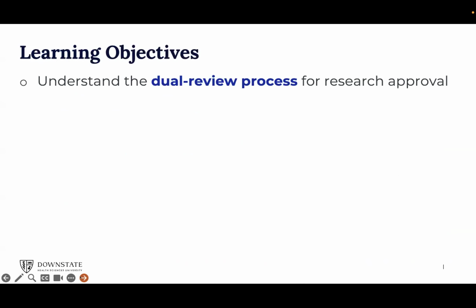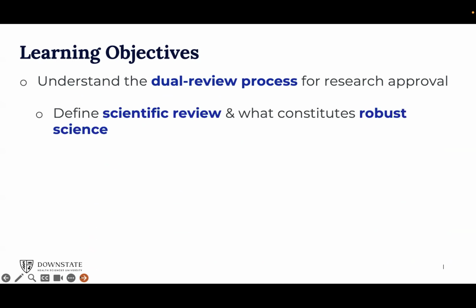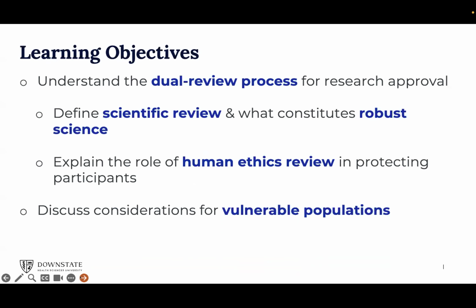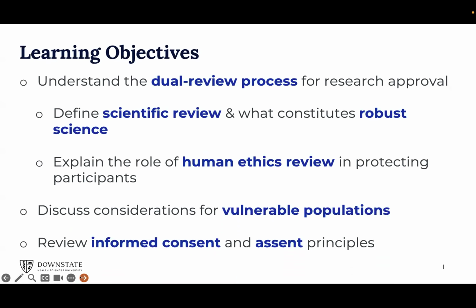So our learning objectives. By the end of this presentation, I'm hoping that you will understand the dual review process for research approval. There is a scientific review, which ensures that there is robust science, and then there's also a human ethics review in terms of protecting participants. We're going to discuss considerations for vulnerable populations and review informed consent and assent principles.